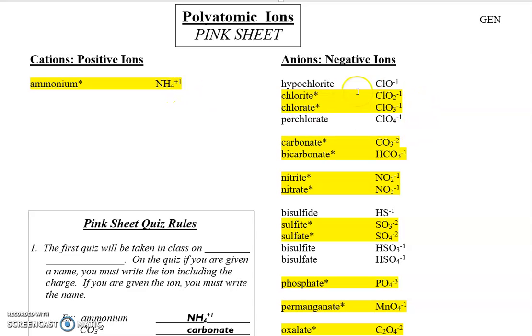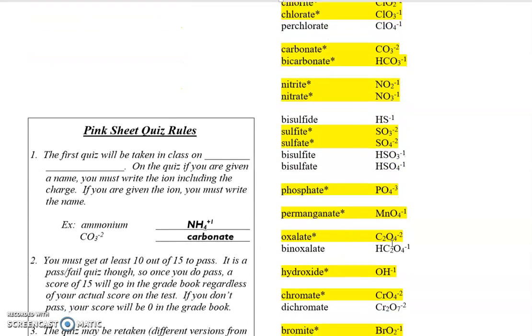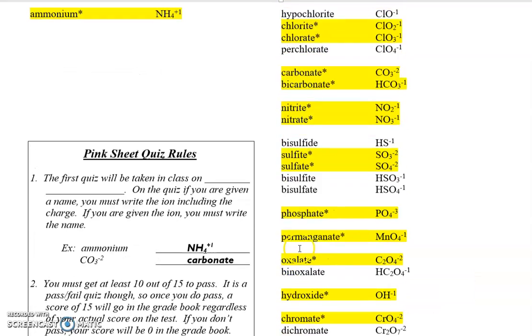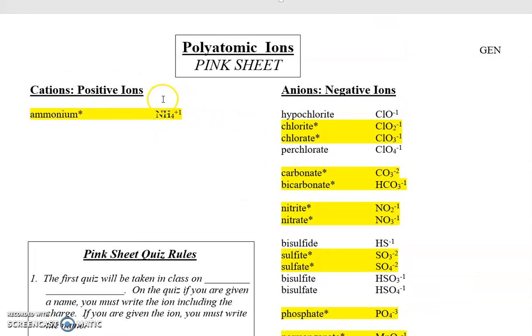Group them by charge, group them by elements that are in them. Notice most of them have oxygen. Almost all of them have oxygen except 2. Cyanide doesn't, and ammonium doesn't. Everything else has oxygen. So start to notice those things. Okay, practice little bits at a time. So start this as soon as you can. Let me know if you have questions and get going.